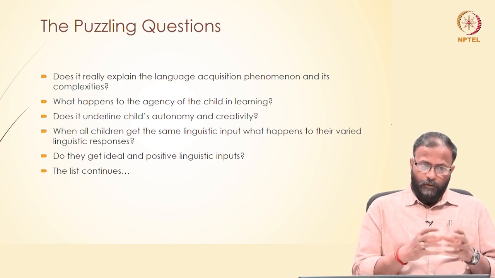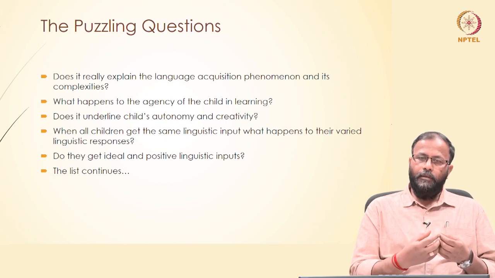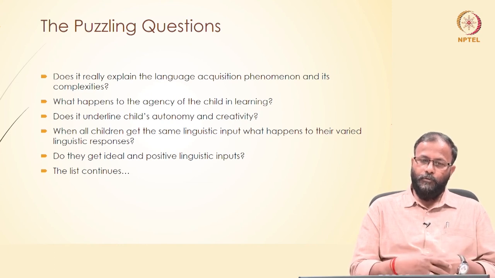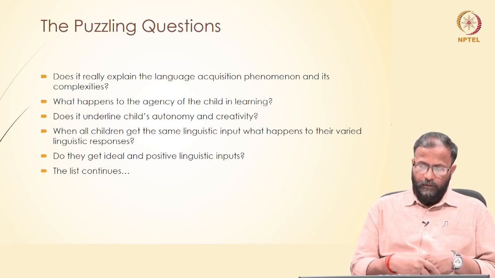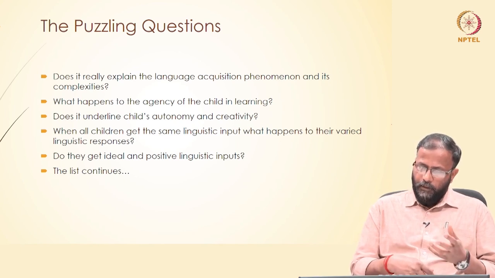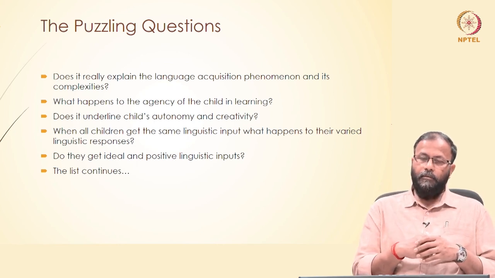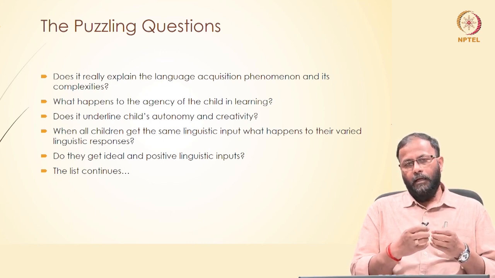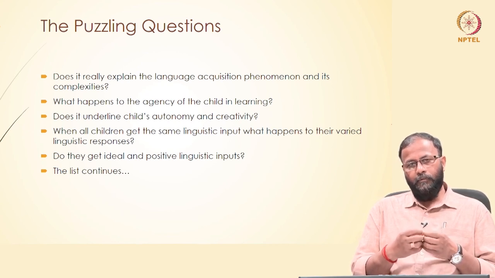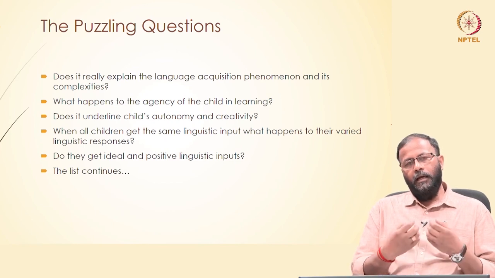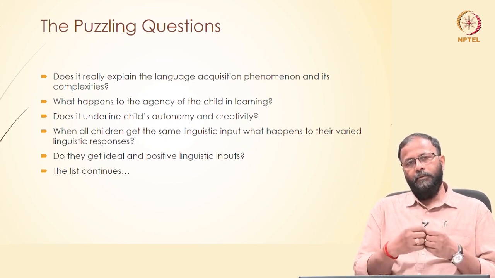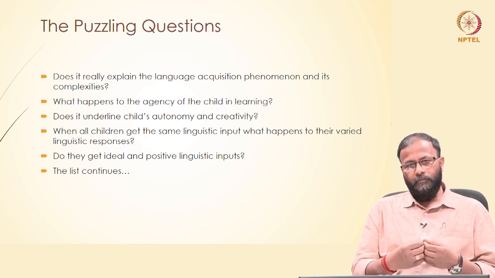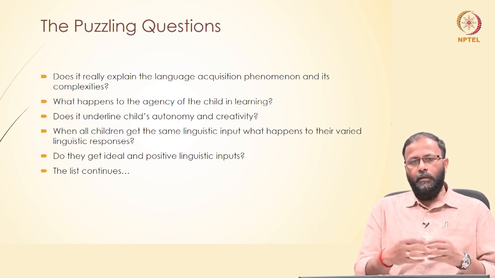Right? Now the question is that if all the children in a particular environment get the same input, why do we have varied linguistic outputs? Why do we have so much variation in learning? Another question we can raise about behaviorist theory is, does a child get only ideal and positive input from the environment? Is it the case that the child is presented with only positive data in the environment? Or do we create a special environment for a child to learn language? Or does the child learn a language in an ordinary, normal environment?